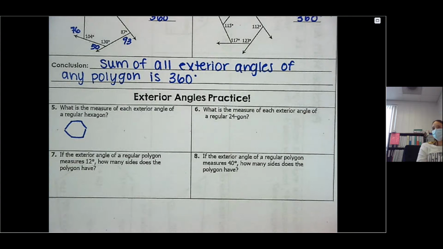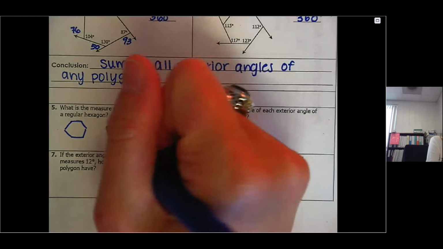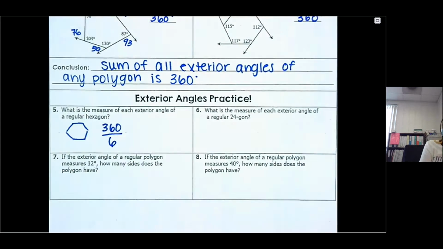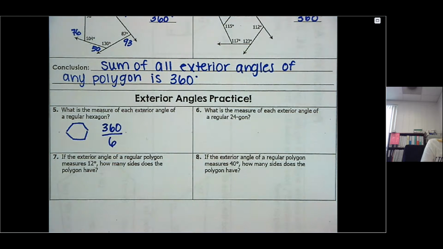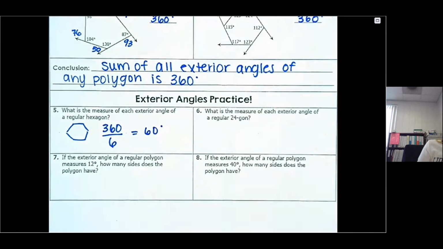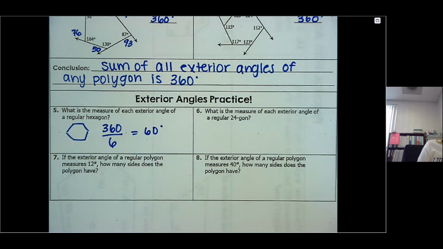What would I have to do? You would have to divide 360 by 6. Yeah, perfect. I'm going to take the total amount, 360, and divide by the number of sides I have. What do you got? 60. 60 degrees. That's it. You're done. That's the whole thing.